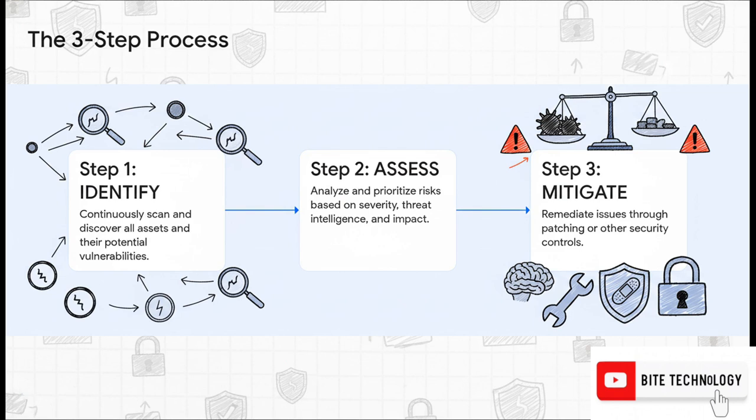First, you identify. You find everything on your network and all its potential weak spots. Next, you assess. You figure out which of those weaknesses pose the biggest, most immediate threat. And finally, you mitigate. You actually fix the problems. Identify, assess, mitigate. That's the loop.